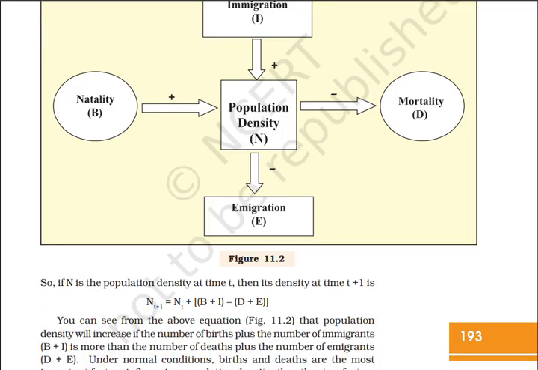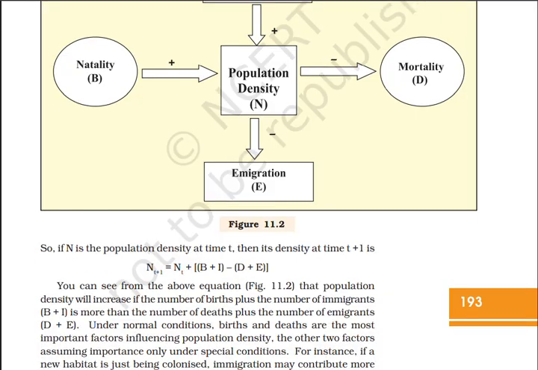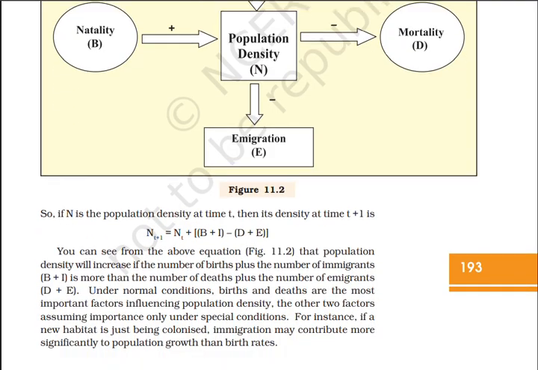So if N is the population density at time t, then its density at time t plus 1 is N t plus 1 equals N t plus B plus I minus D plus E. You can see from the above equation that the population density will increase if the number of births plus the number of immigrants, B plus I, is more than the number of deaths plus the number of emigrants, D plus E.